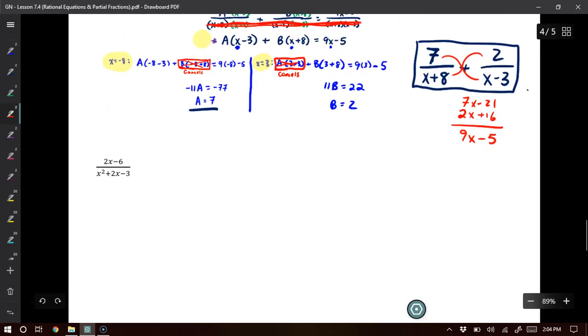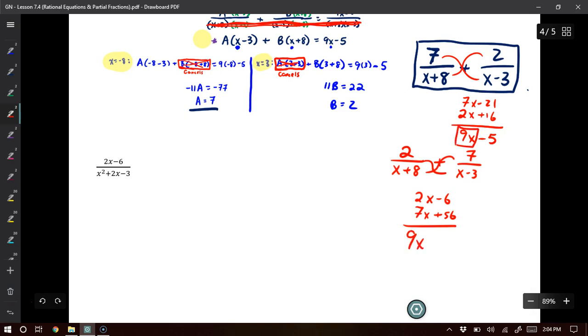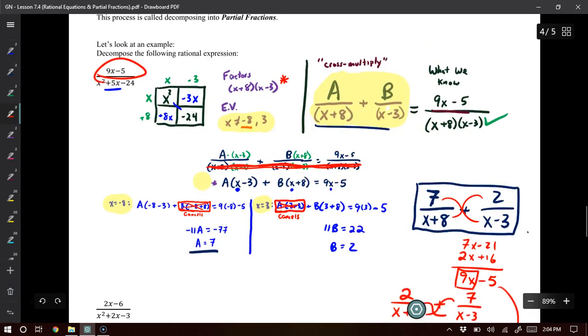And I say this step because what if you put the wrong number over the wrong variable expression? So what if I accidentally put the 2 over the x plus 8 and the 7 over the x minus 3? Well, if I cross multiply here, I get 2x minus 6. I get 7x plus 56. I do get the 9x, which is awesome. But I get a plus 50, which is not what I was looking for. I wanted the minus 5 in the original.